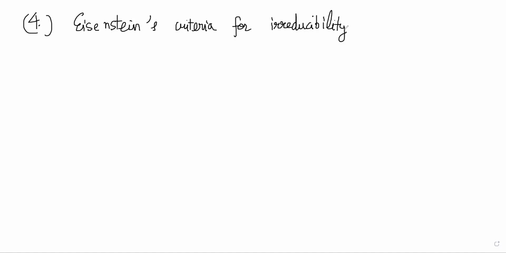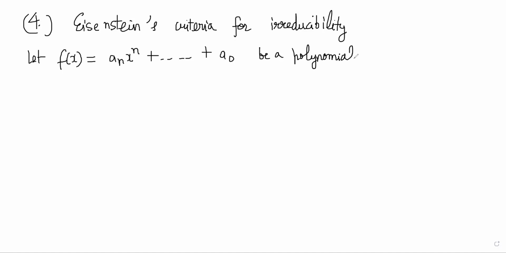So we will not do the proof of this criteria. However, I'll just state the criteria and help you use it in problems. Let f of x equal a_n x^n plus and so on till a_0 be a polynomial with integer coefficients, and n is greater than or equal to 1. The degree of the polynomial is greater than or equal to 1.